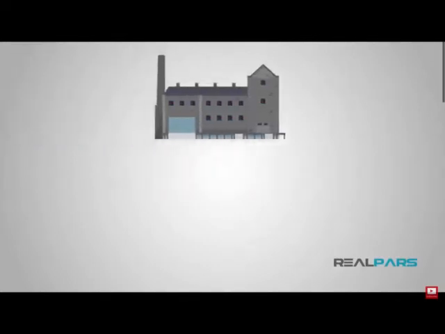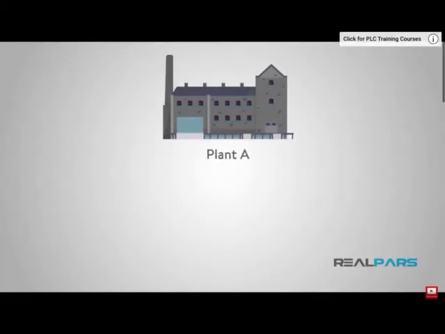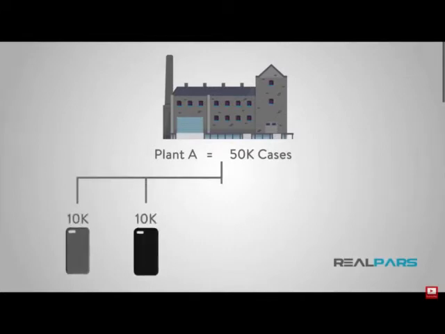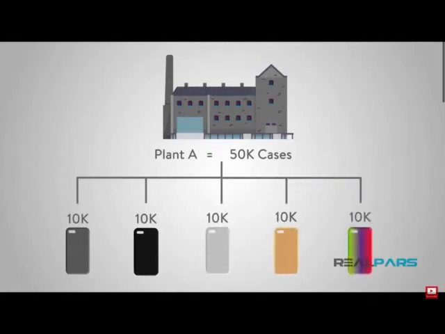In other words, let's say that Plant A would create the cell phone case in a discrete automation process. Plant A needs to fulfill an order to produce 50,000 cases in various colors. The order is for 10,000 cases in stainless steel, 10,000 black, 10,000 white, 10,000 gold, and 10,000 rainbow tie-dye.